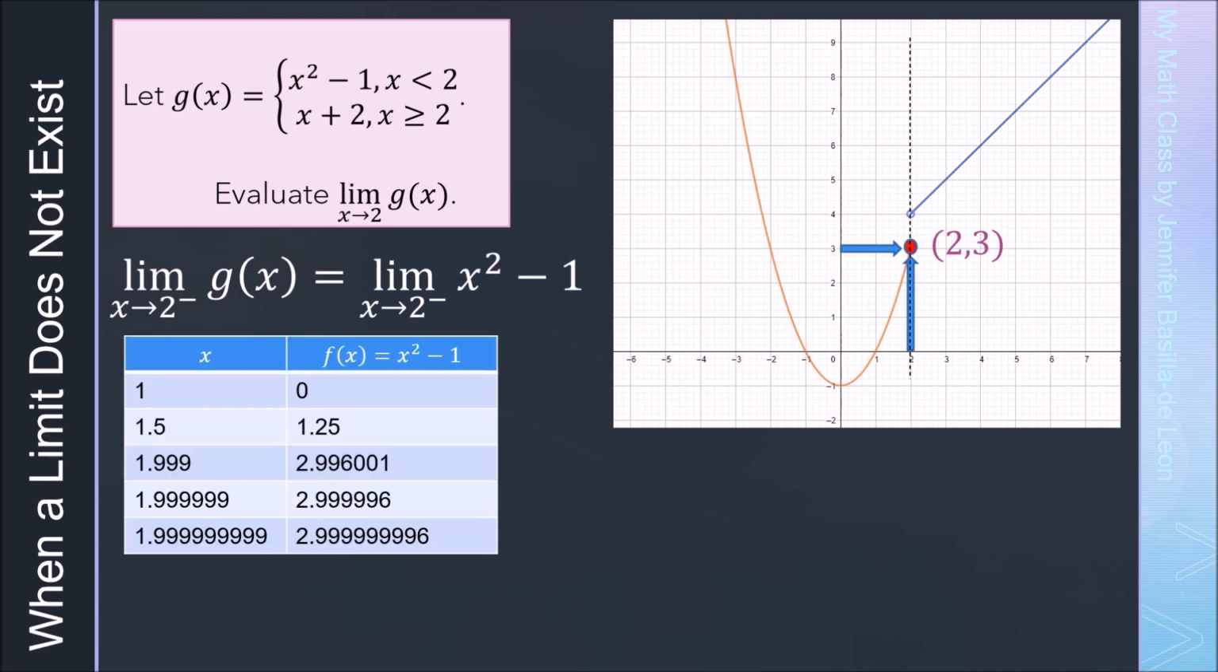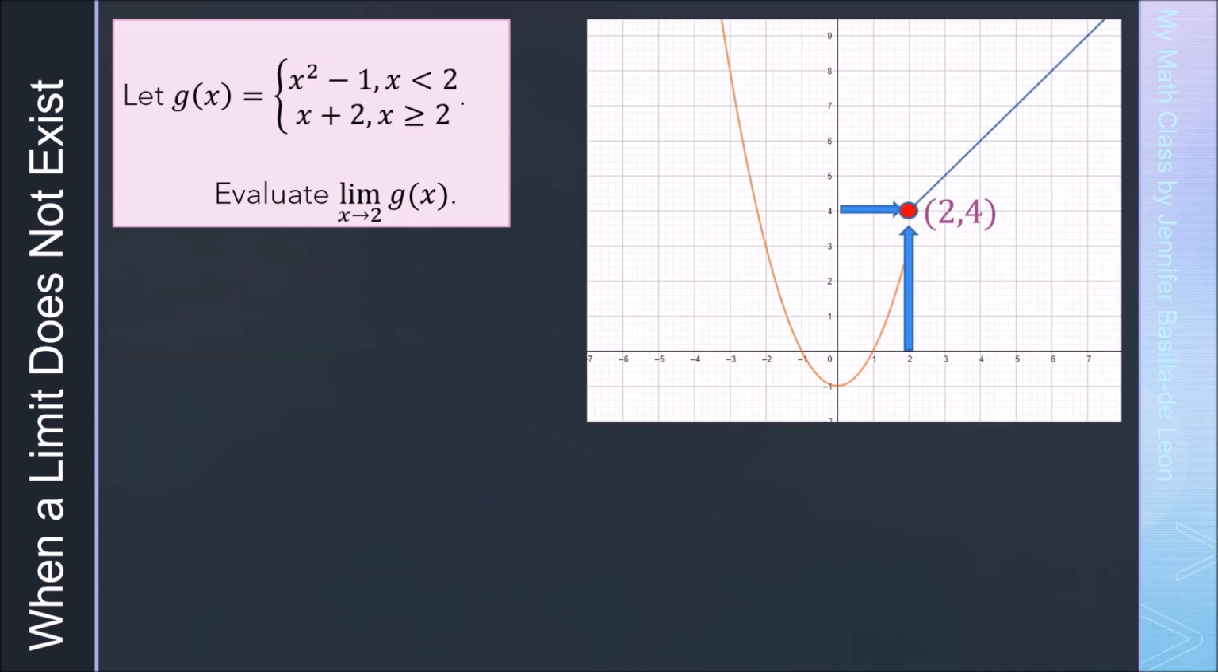Have you arrived at the same values just as what I did? From the table of values, we can conclude that the limit of x squared minus 1 as x approaches 2 from the left is equal to 3.